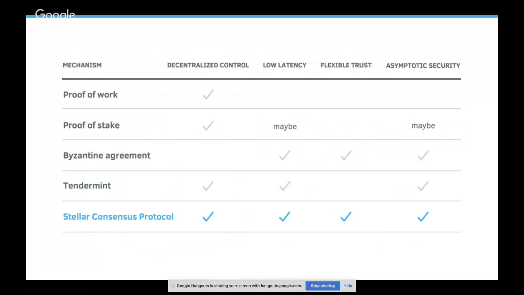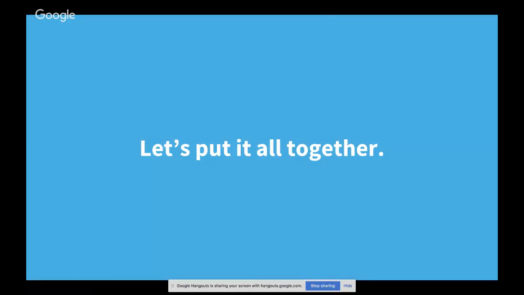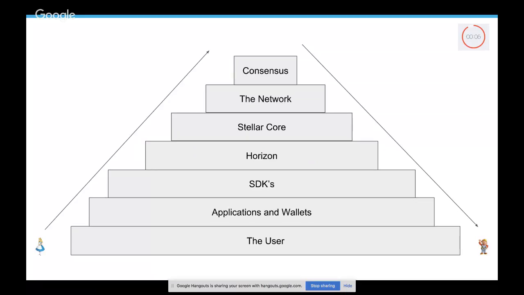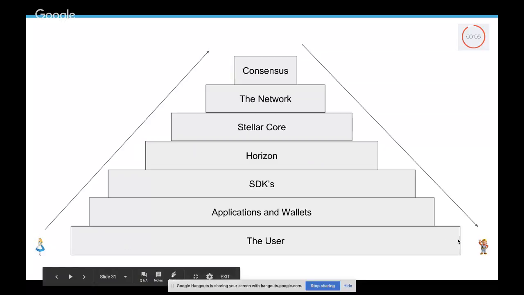Cool. Yeah. So that was nice. For these last couple of slides, let's put all this stuff together and visualize how all this works. So let's go back to Alice and Bob. Let's say Alice wants to send 10 lumens to Bob, right? They're both at the user level.